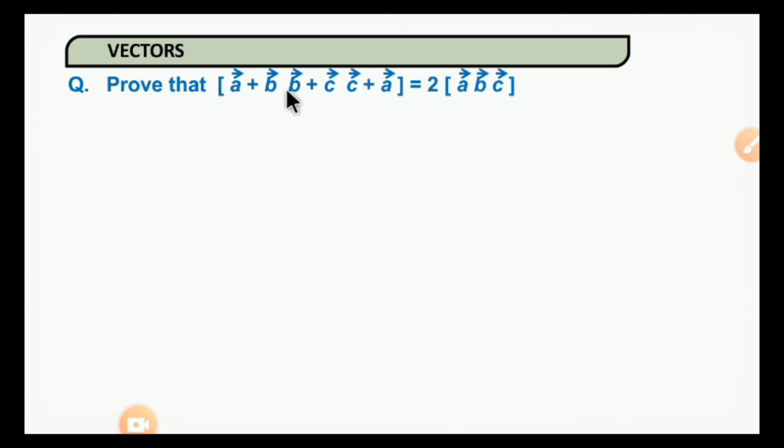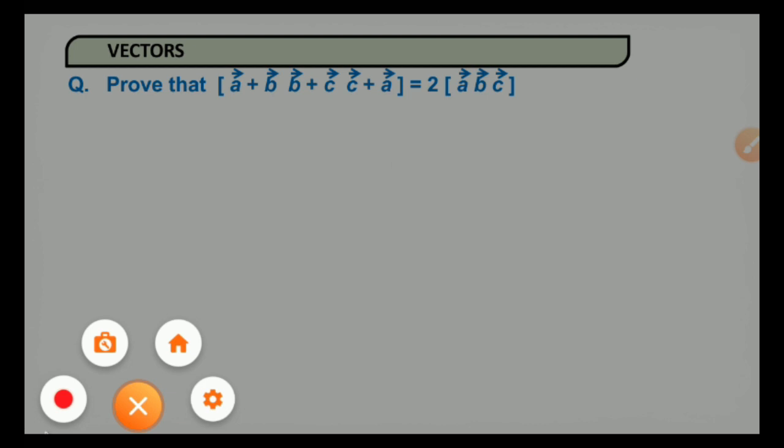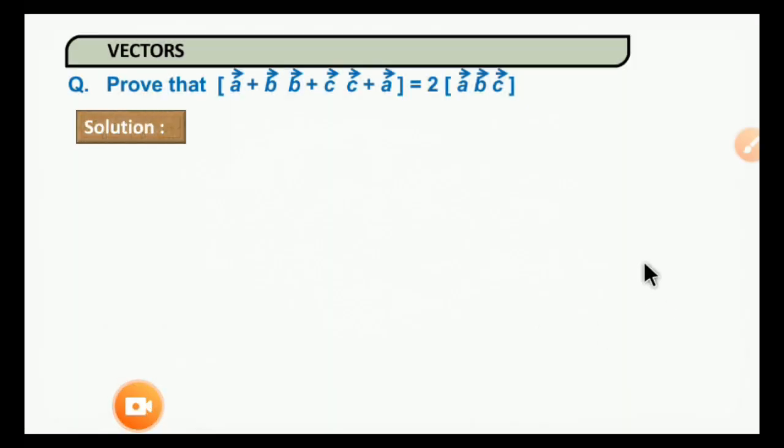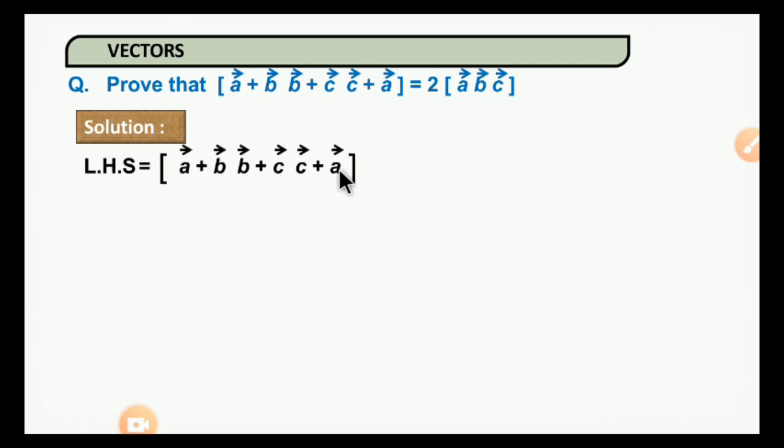Now we will have one more property, that is prove that the box product of A plus B, B plus C, C plus A is equal to 2 into the box product of ABC vector. To prove this property, I am going to consider the LHS part, that is the box product of A plus B, B plus C, C plus A. Now we can express this box product by using the definition of scalar triple product: A plus B dot into the bracket of B plus C cross C plus A.